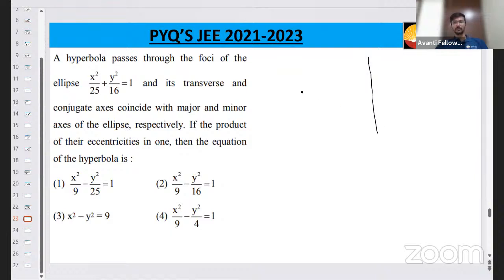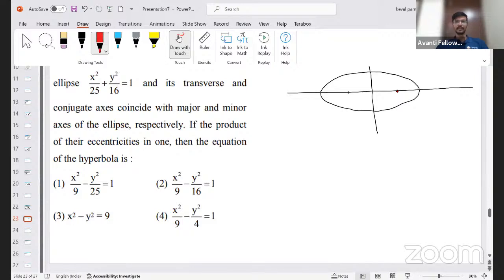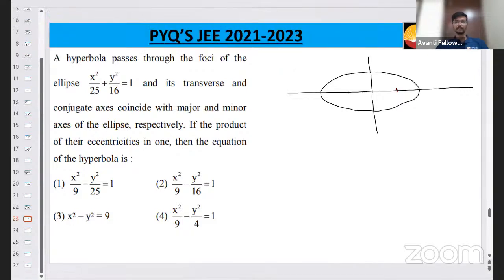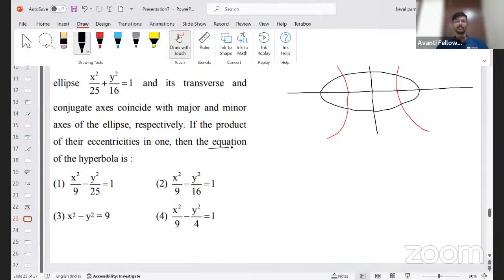let's first try to draw the ellipse. So this is the ellipse, suppose, right? This is the foci of the ellipse, and the hyperbola passes through its foci. And the axes are the same. Major axis is the transverse axis and minor axis is the conjugate axis. So the hyperbola will be like this. Correct? And we have to find the equation of the hyperbola.